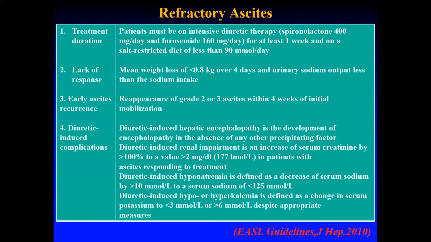Diuretic induced renal impairment is an increase of serum creatinine by more than 100% to a value more than 2 milligram per dl in patients with ascites responding to treatment. Diuretic induced hyponatremia is defined as a decrease of serum sodium by more than 10 millimoles per liter to a serum sodium of less than 125 millimole per liter. Diuretic induced hypo or hyperkalemia is defined as a change in the serum potassium to less than 3 millimole per liter or more than 6 millimole per liter despite appropriate measures.